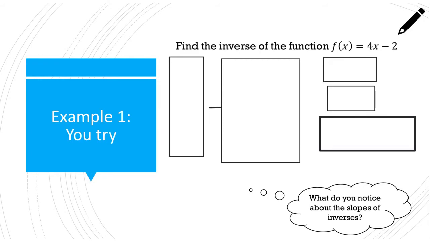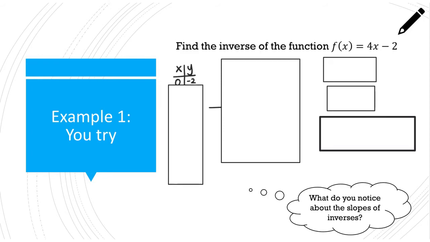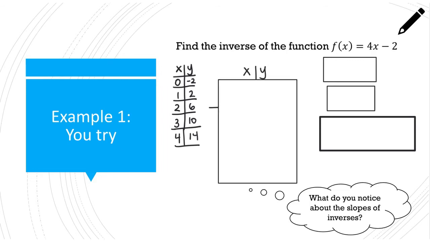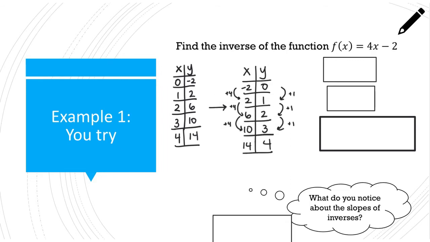All right, so let's talk through the process that I went through. The first thing I did was created a table of values for the function that we have been given, so 4x minus 2. And I just picked some x values that I wanted, 0, 1, 2, 3, 4. You could pick as many or as few as you wanted, as long as you can figure out the equation. And then I plugged those x values in order to get the y values. Okay, the second step I did was literally switch the x's and the y's. So I created a new table where I flip-flopped my columns.